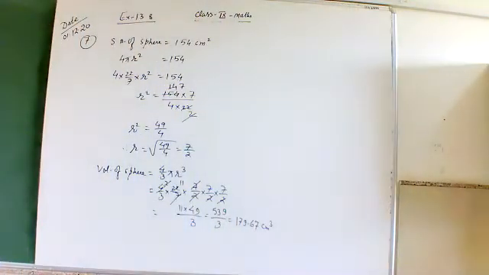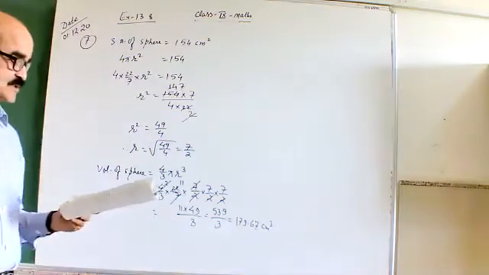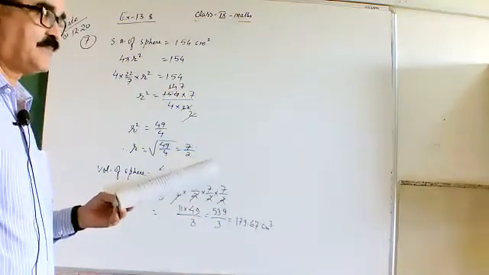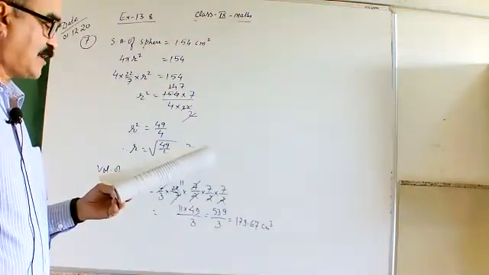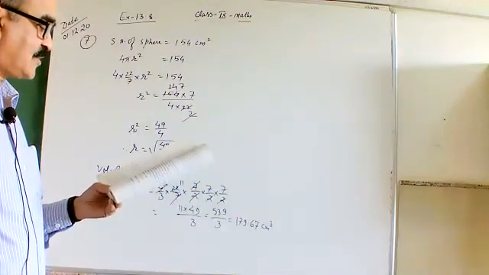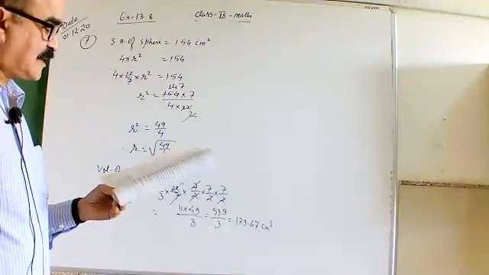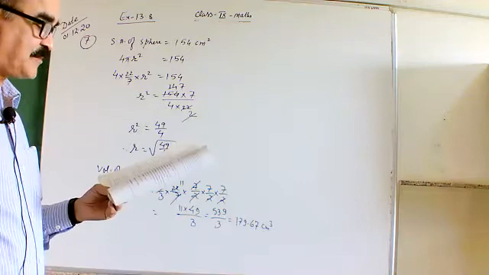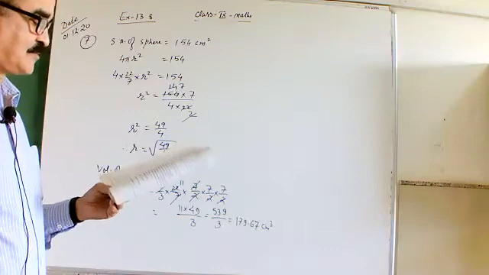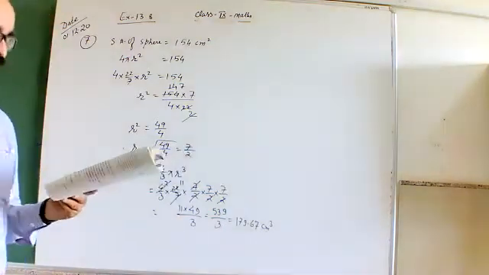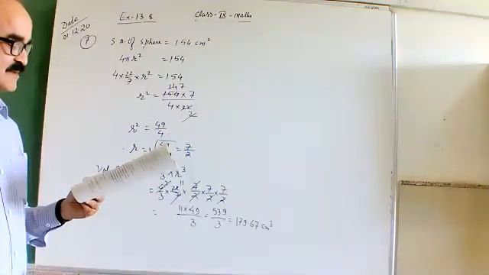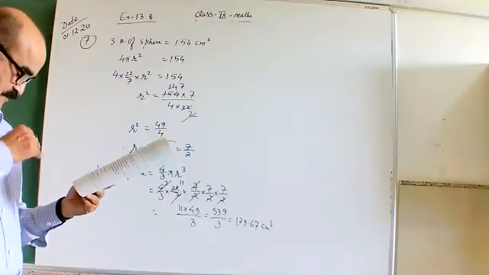Now, the next question is question number 8. A dome of the building is in the form of a hemisphere. From inside, it was whitewashed at the cost of 498.96. If the cost of whitewashing is rupees 2 per meter square, then we need to find the inner surface area of the dome. So here you can see the cost is rupees 2 per meter square and the total cost is 498.96.